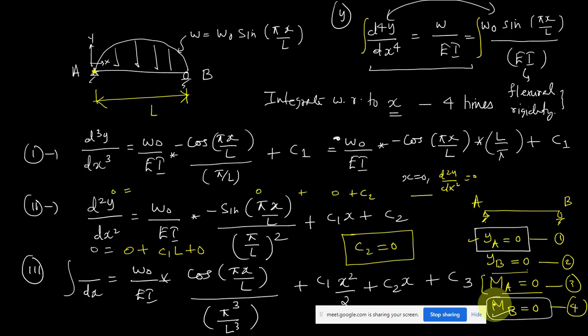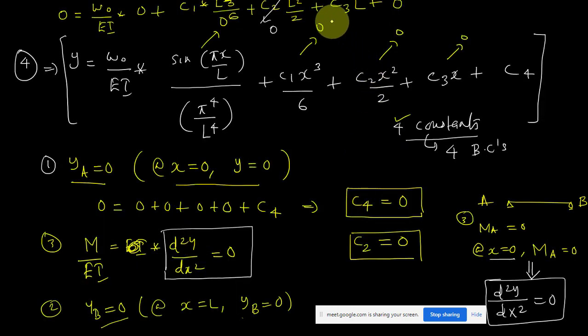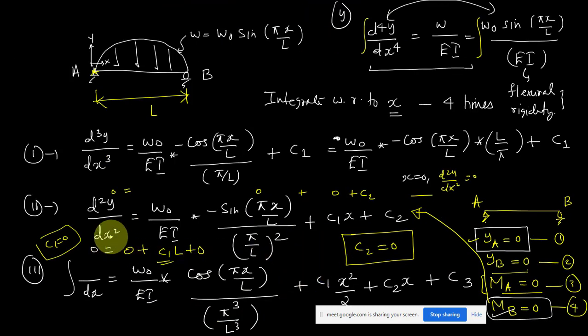I can take this boundary condition, the moment at b equal to 0, and apply it to this equation. The moment at b is 0 means this is 0 equal to 0 plus C1 L plus C2, which is already 0. So from this you will get C1 is 0, and finally there will be only one constant of integration, that is C3. We can get the value of C3 from this equation. C3 also will become 0 in this case, because we got C1 is 0 from this equation.